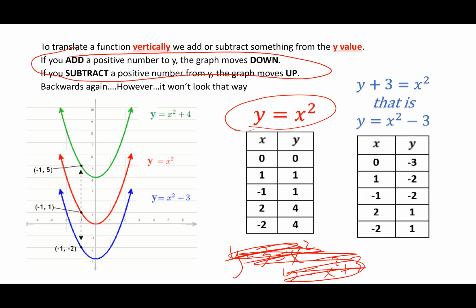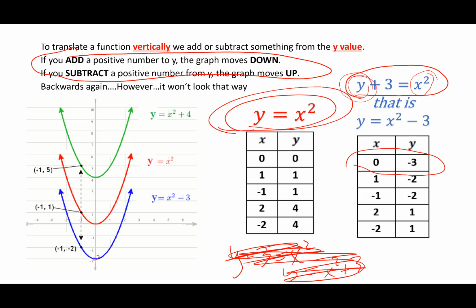Suppose you've got the basic parabola function, y equals x squared, the red parabola where its vertex is at 0, 0. And then you add 3 to the y. Well, if you add 3 to the y, then when you used to have 0, 0, now if you have 0 for x, you end up getting -3 for y, because if you want this to be 0, you're going to have -3 for y. So the new vertex is at 0, -3 down here, the blue parabola. So adding 3 to the y value causes the graph to move down.